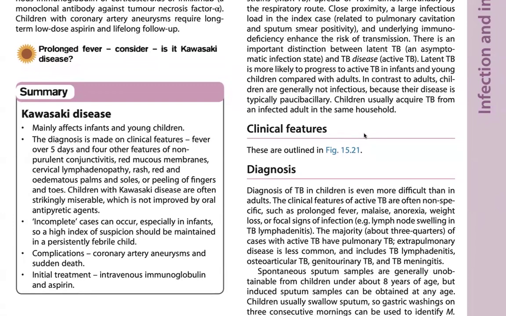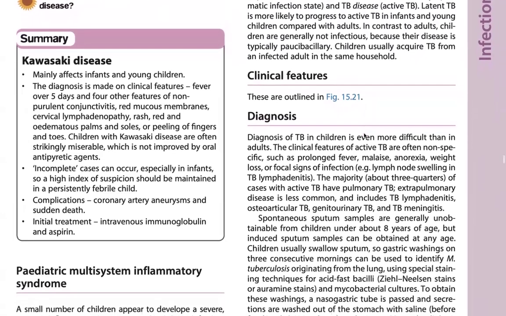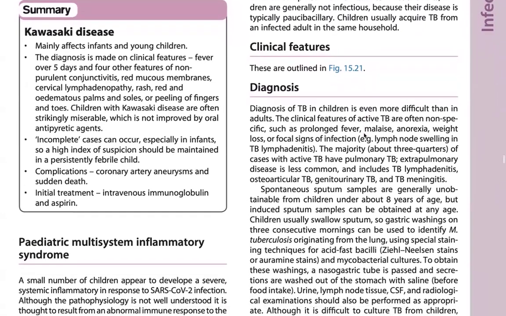In a persistently febrile child, consider complications: coronary artery aneurysm and sudden death. Initial treatment is IV immunoglobulin and aspirin. Also consider pediatric multisystem inflammatory syndrome.